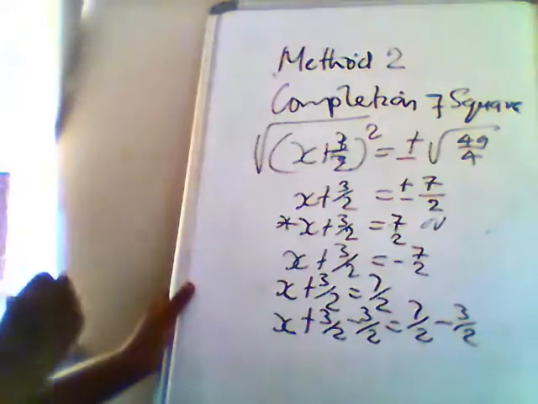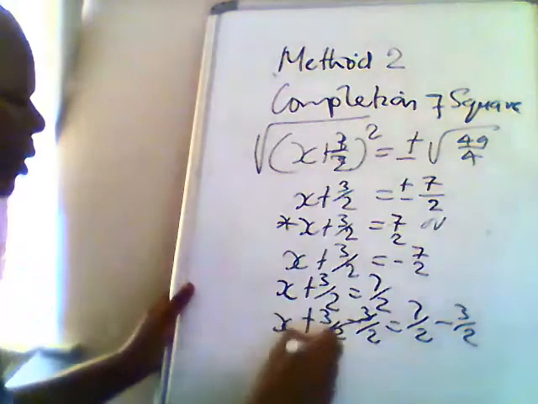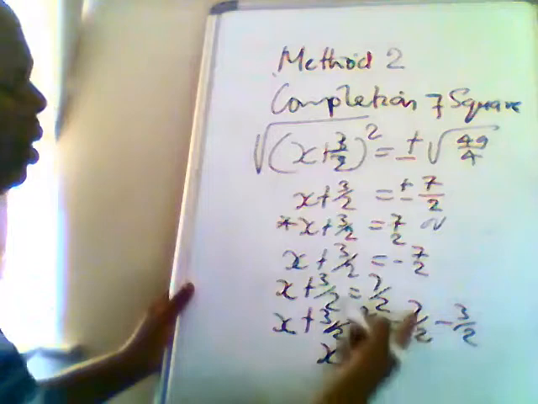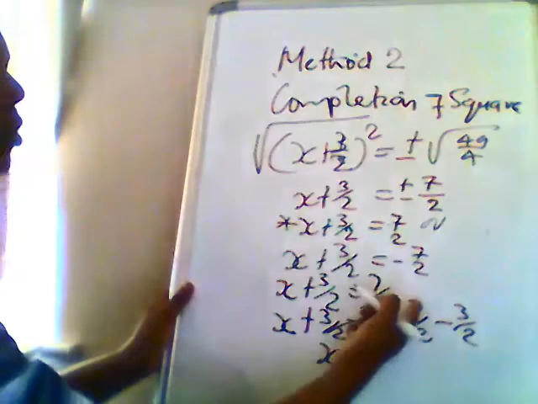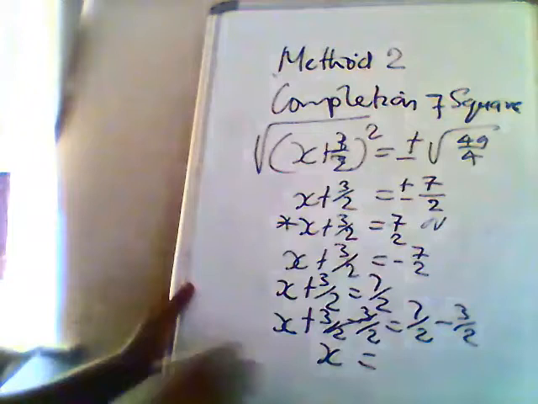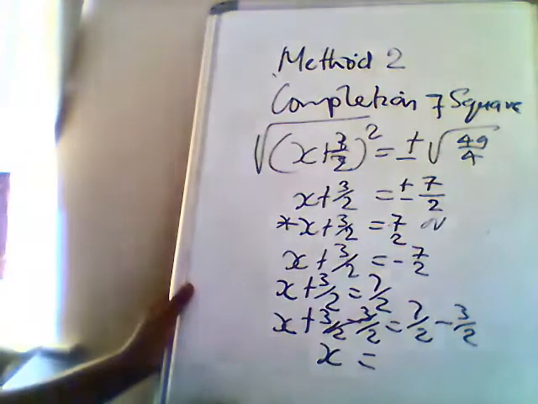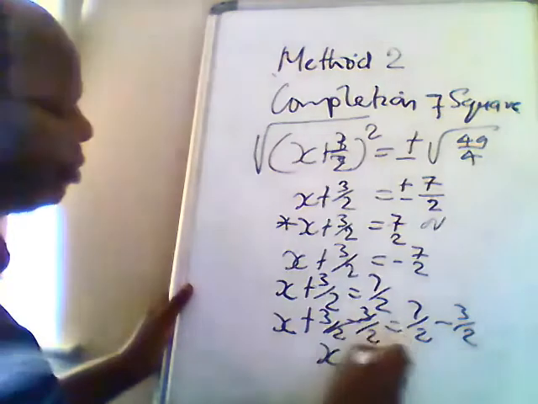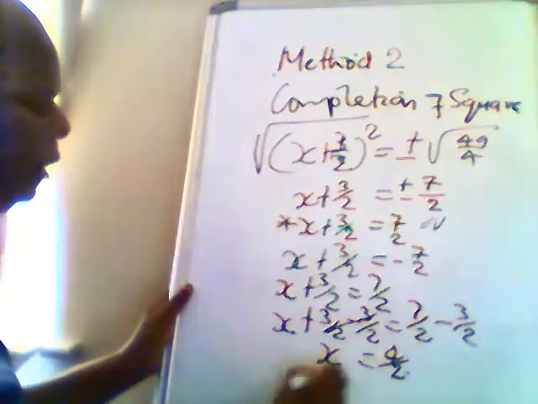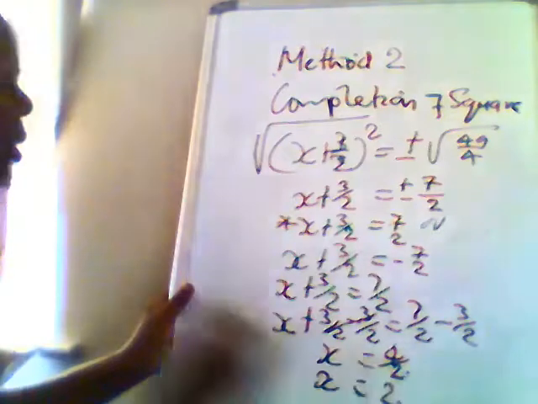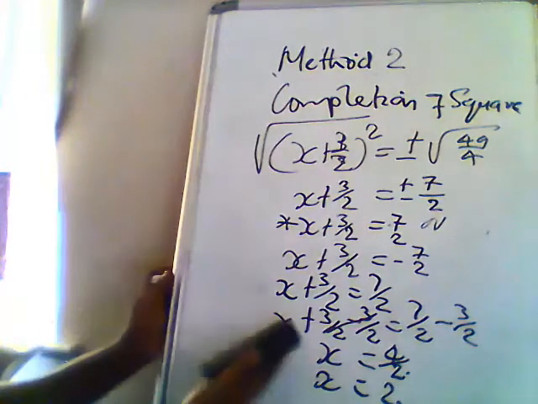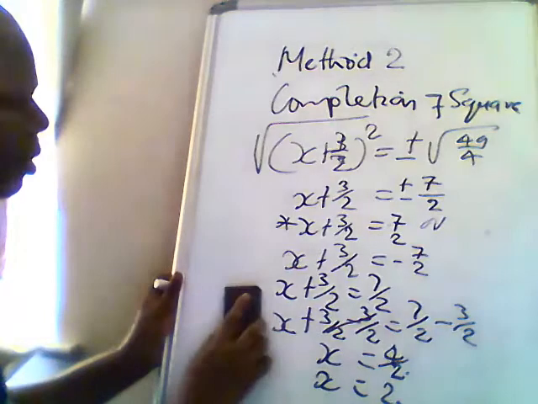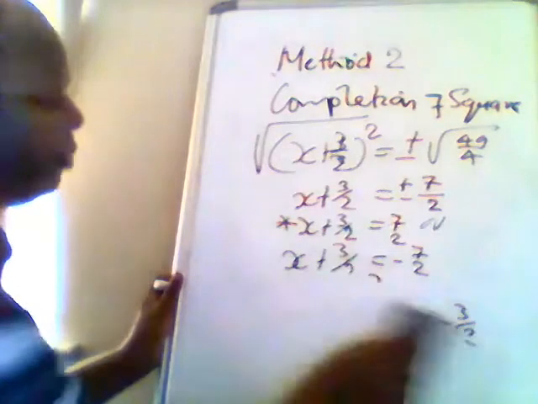So these cancel. So I've got x equals, and the denominators are the same, so you just need to subtract the numerators. 7 take away 3 is going to be 4 over 2. So therefore, x equals 2. Okay, so that's the first one. Then let's take the second one, which is a minus.